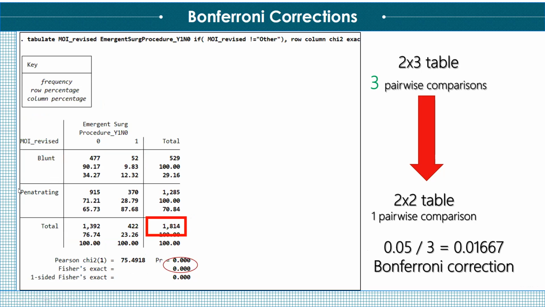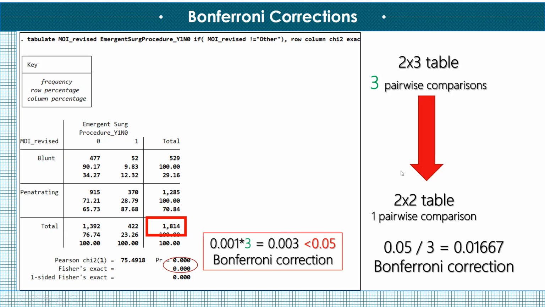So again, when we've excluded other, and you can see this in the number of total patients that has now been reduced, this is the p-value that's applied. Is it still significant when we just compare penetrating versus blunt? Yes, it is, because this p-value is in fact below 0.01. However, rather than dividing 0.05 by 3, you can times this p-value by 3. So again, it would be 0.001 times 3.